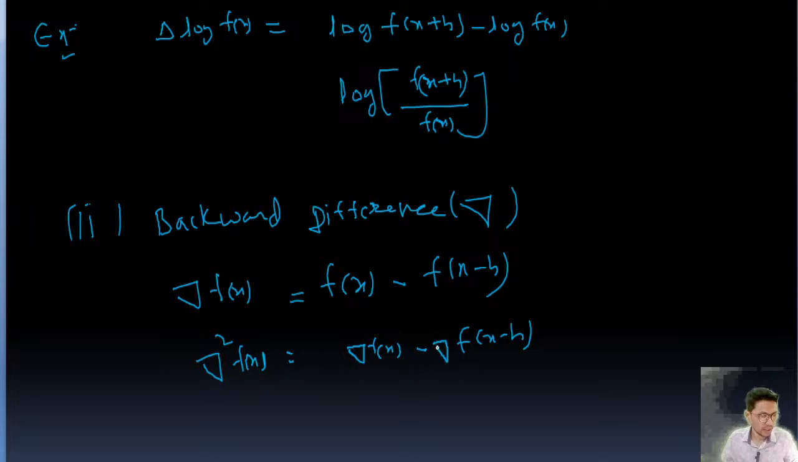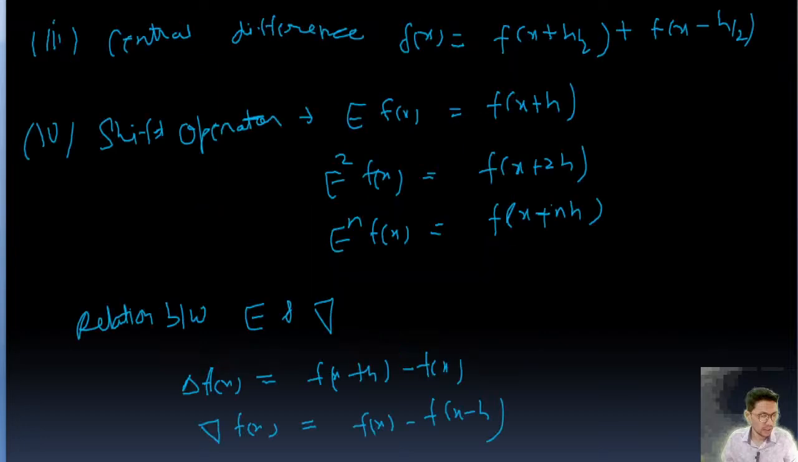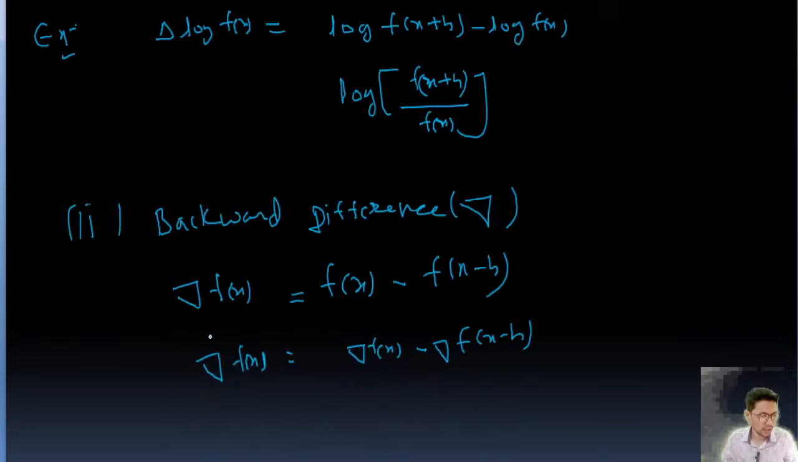We can find forward as well. So from here we can write delta square f(x). Just delta, right? Delta f(x). Delta f(x) is equal to this one. This is different, right? This is correct.